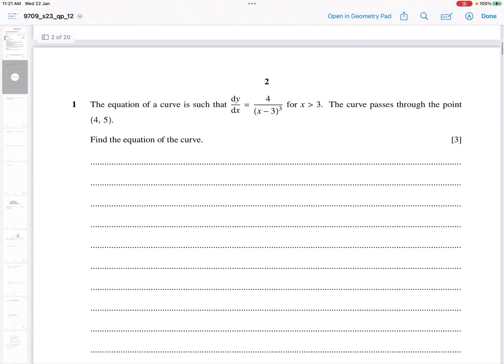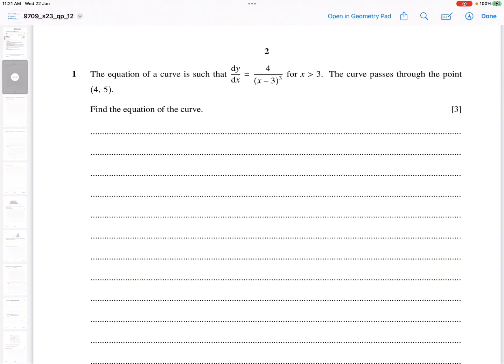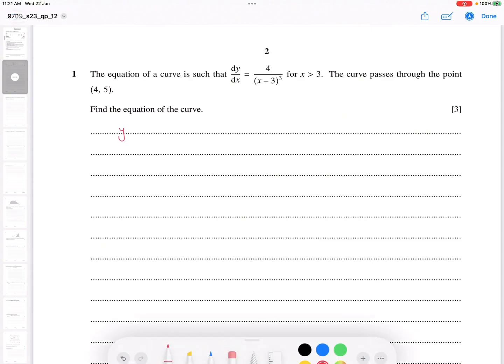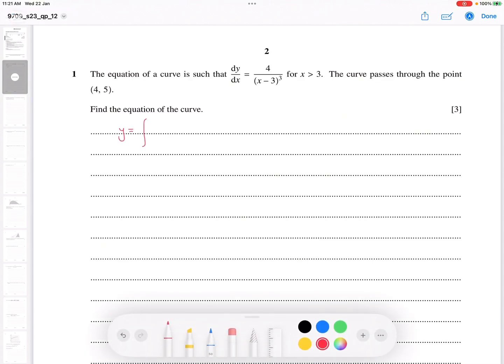In our question number 1, the examiner says the equation of a curve is such that dy by dx equals 4 over (x minus 3) whole cube for x greater than 3. The curve passes through the point (4, 5). Find the equation of the curve. So dy by dx is given, so we can write y equals the integral of 4 over (x minus 3) whole power 3 dx.